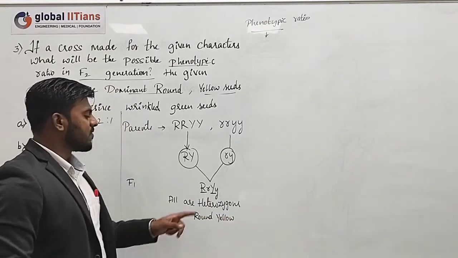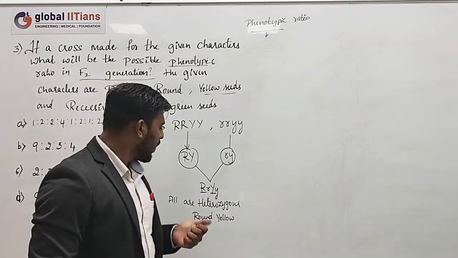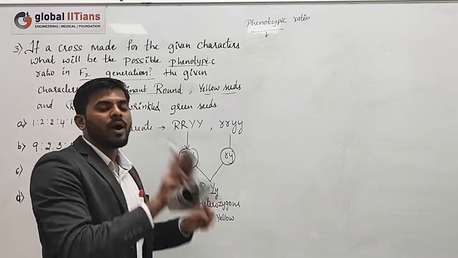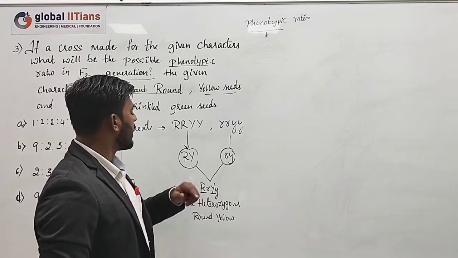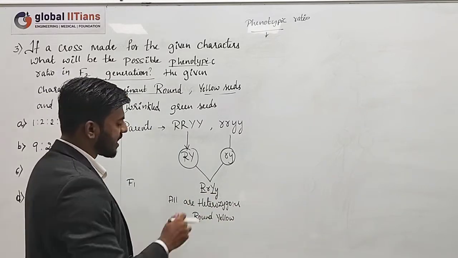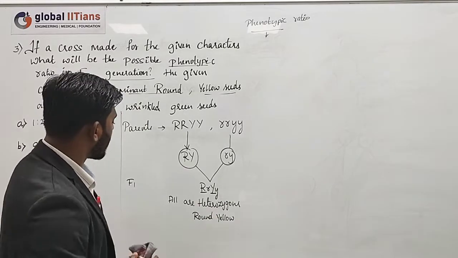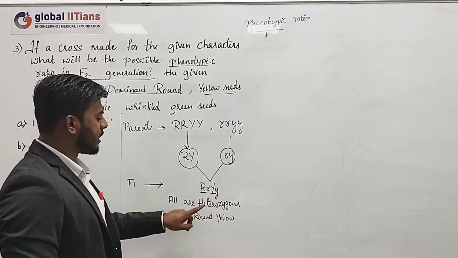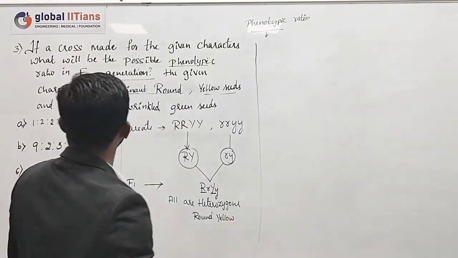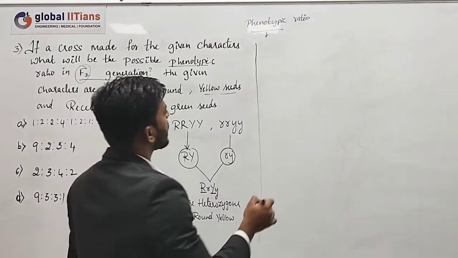We know that when we see both the dominant and recessive genes, we call it heterozygous, and if they have only one kind, whether only dominant or only recessive, it is called homozygous. In this case, we got the heterozygous condition. Whatever we got in the F1, all are heterozygous round yellow. Now, which generation do they ask for? They ask for the F2 generation, so we'll move on to the F2.